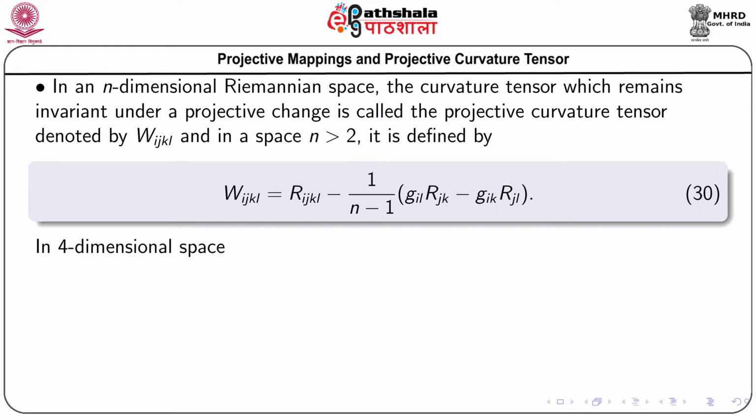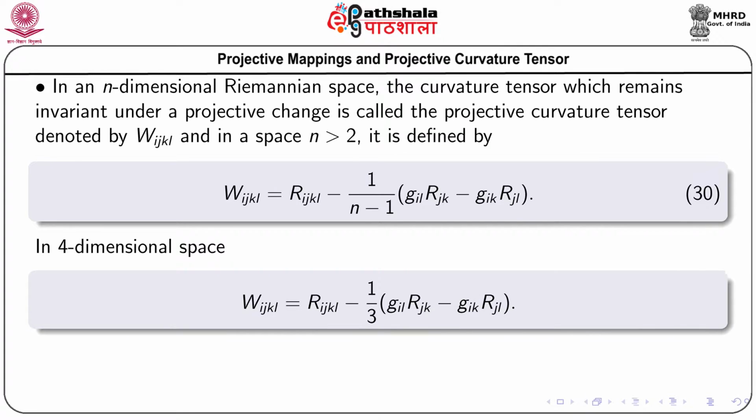So, for 4 dimensional space, because in our application of differential geometry mainly for general theory of relativity and special theory of relativity, we consider the 4 dimensional space. So, for 4 dimensional space the expression becomes this one: W_ijkl equals to R_ijkl minus 1 by 3 (g_il R_jk minus g_ik R_jl).